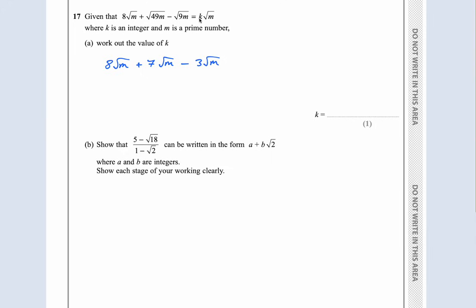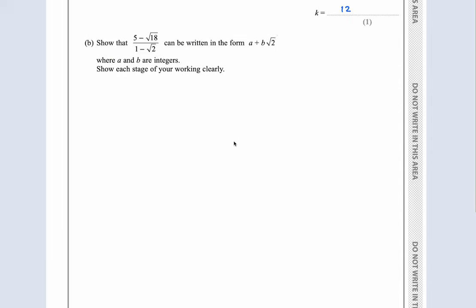And we just have to now add these together. 8 plus 7 is 15. 15 minus 3 is 12. So it's just 12 root m. K is equal to 12. That's it. Okay, show that this can be written as this.